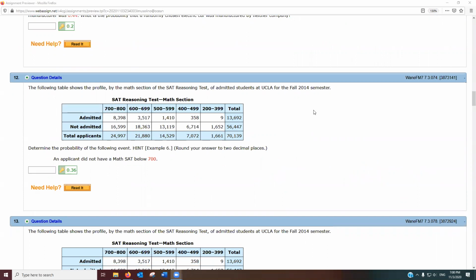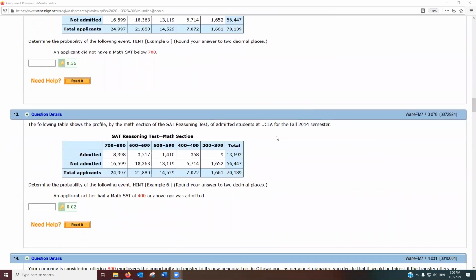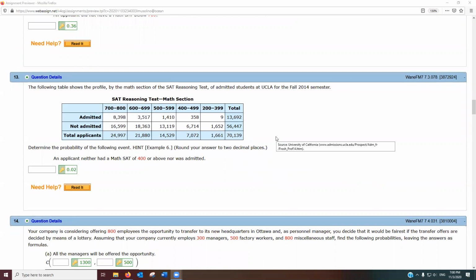All right, why don't we do number 13? This one's a little trickier in a similar kind of table. But number 13 says, determine the probability that an applicant did not have a math SAT score of 400 and above and was not admitted. All right, so it says not 400 and above.